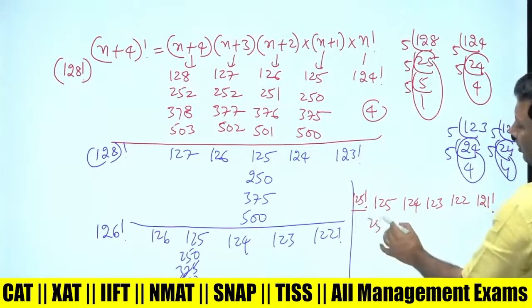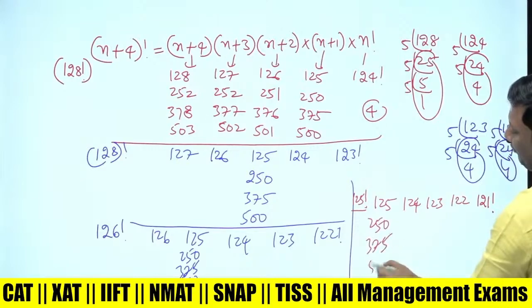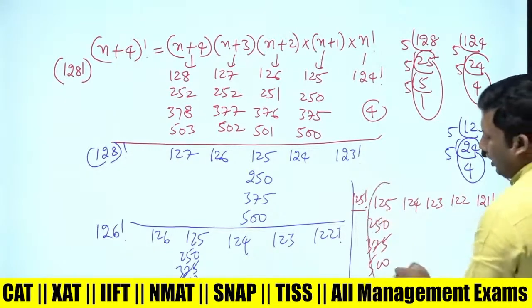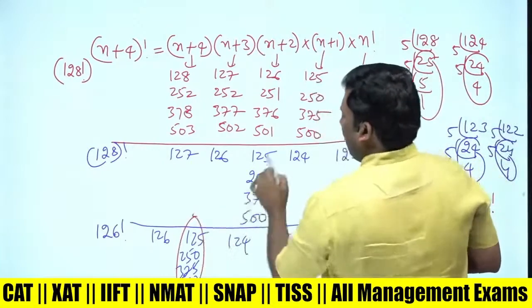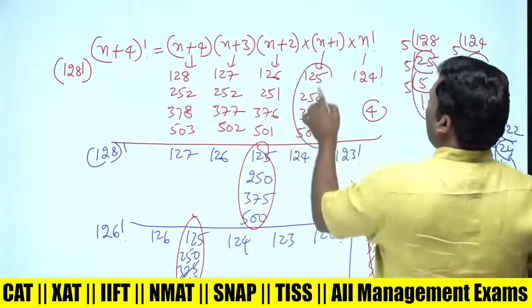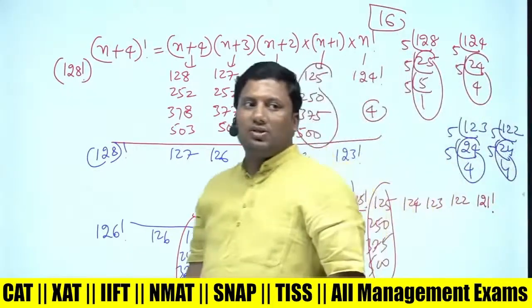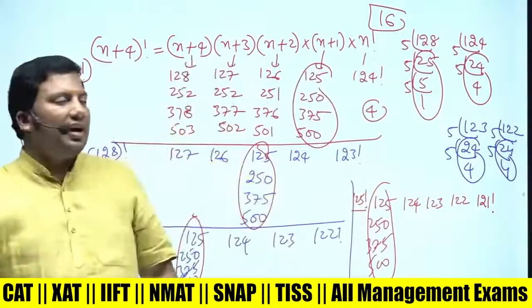So here it can be 250, 375, 500. So total 4 here, 4 here, 4 here, 4 here and 4 here. What will be the answer? 16. Answer will be 16.